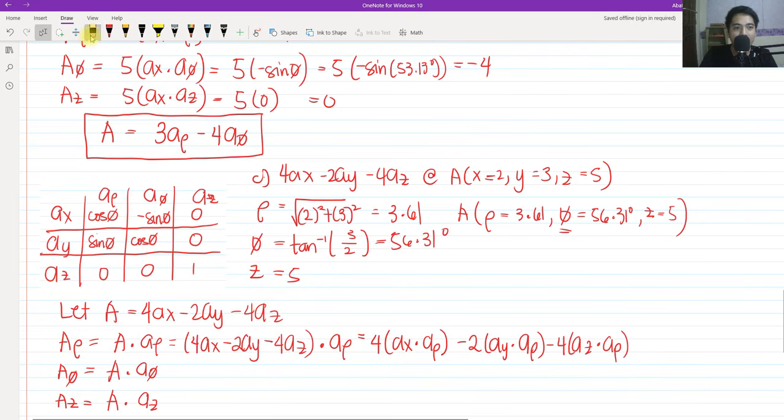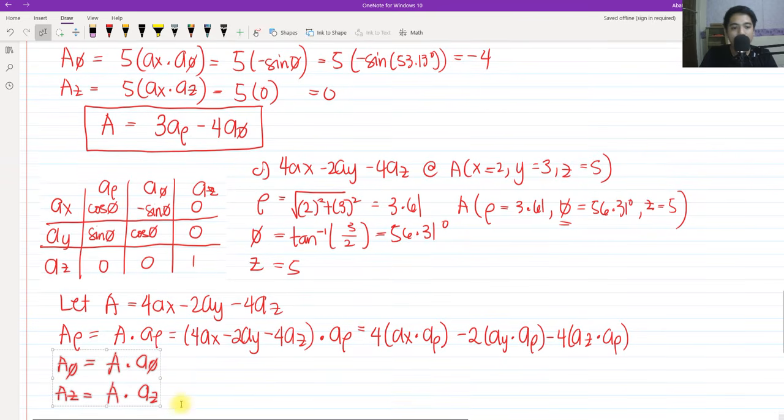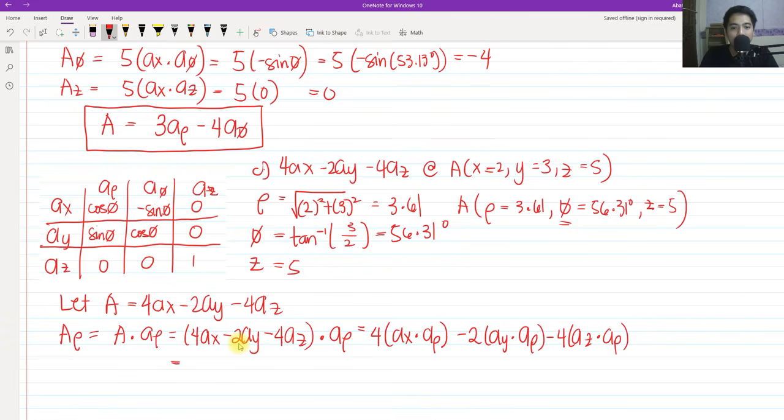Okay, so let me just erase this first. And we focus on a sub rho. So we now have 4 dot product by a sub x and a sub rho, that would be cosine of phi, minus 2 dot product of a sub y and a sub rho would be sine of phi, minus 4 dot product of a sub z and a sub rho, which would be 0.